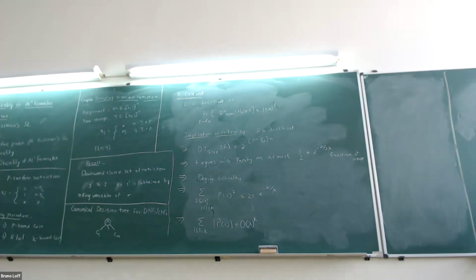Maybe you can think of it as a tail bound. If you have n variables and you apply a random restriction, you expect some pn variables to survive. That's like a non-adaptive statement, and you can think of criticality as an adaptive version of that.